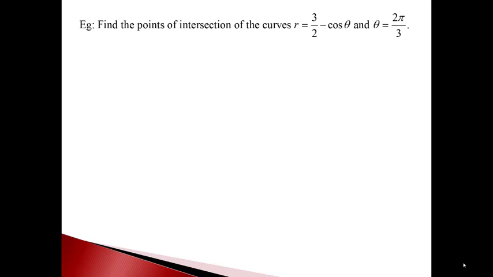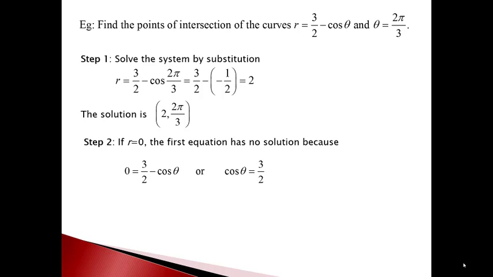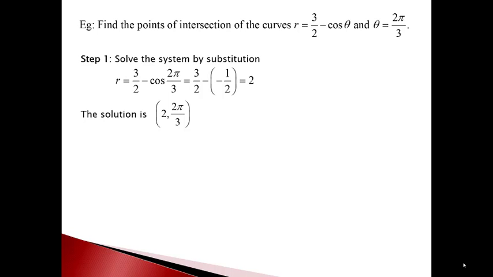We consider an example. Find the points of intersection of the curves r equals 3 secant theta minus cosine theta and theta equals 2 pi over 3. First, we solve the system by substituting theta equals 2 pi over 3 in the equation. We obtain r equals 2. So the first intersection point is (2, 2 pi over 3).